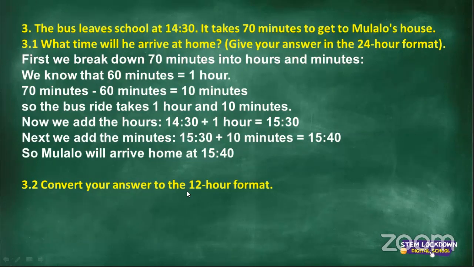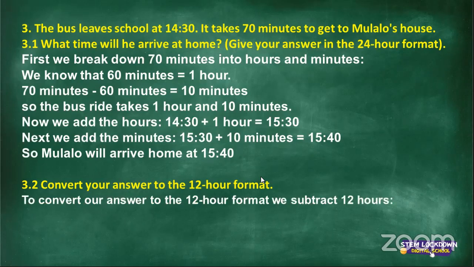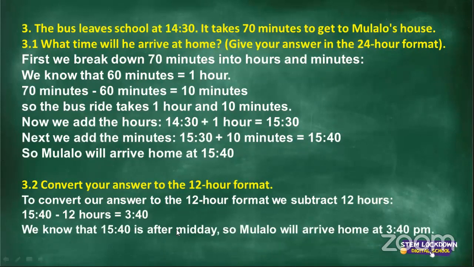We convert our answer now to the 12-hour format. To convert to the 12-hour format, we subtract 12 hours from the answer. So 15:40 minus 12 is equal to 3:40. We know that 15:40 is after midday. So Mulalo will arrive home at 3:40 p.m.